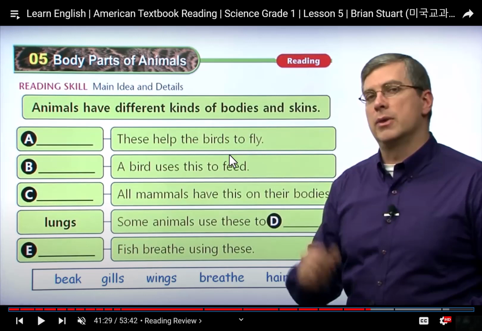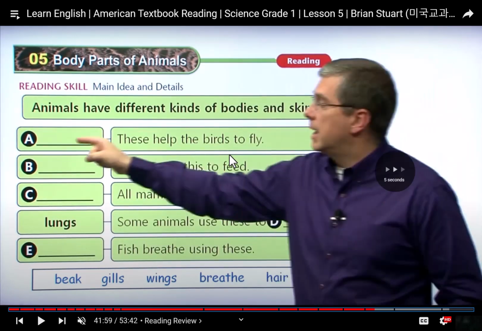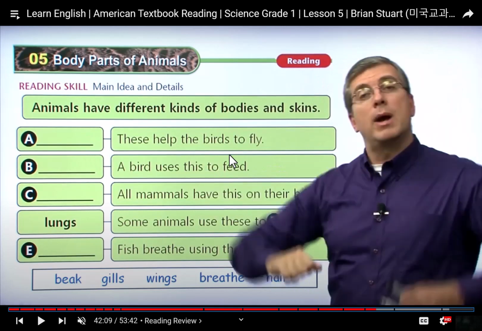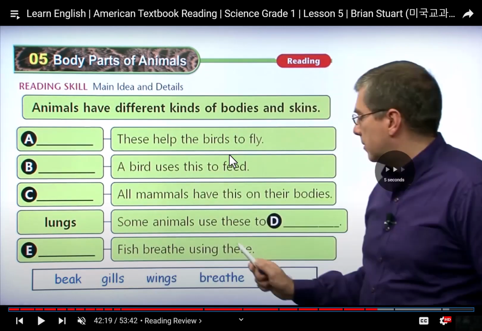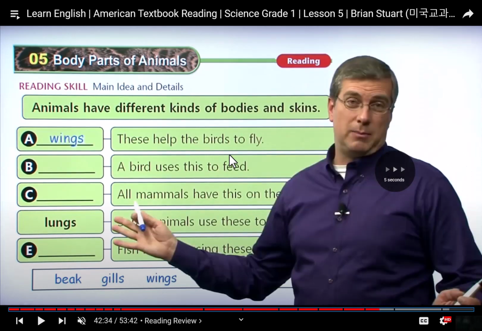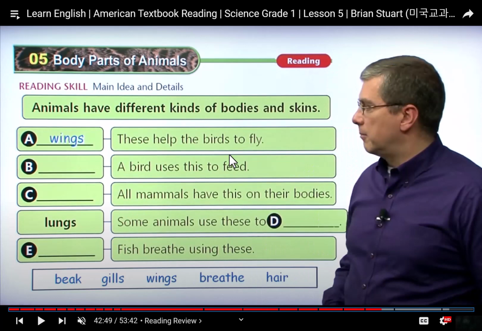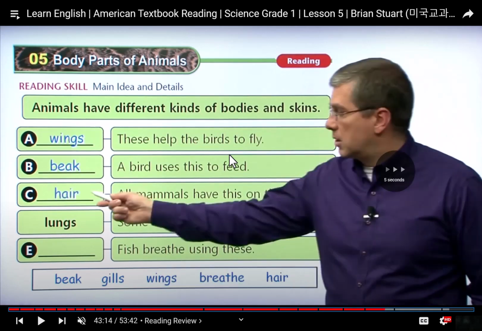Let's have a reading skill. Animals have different kinds of body and skin. These help the bird to fly. Here we have the words beak, gills, wings, breathe, hair. A, this helps a bird to fly. B, no. Gills, no. What is this? Yes, it's wings. A bird uses this to feed. Gills? No. Breathe? No. Is this beak?